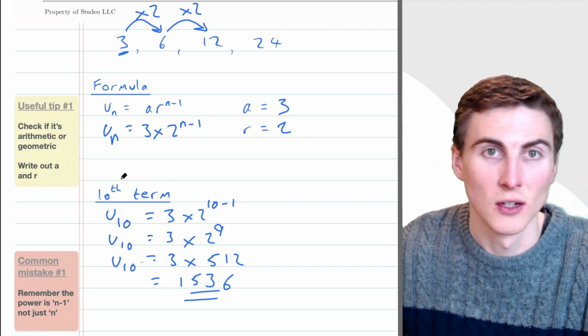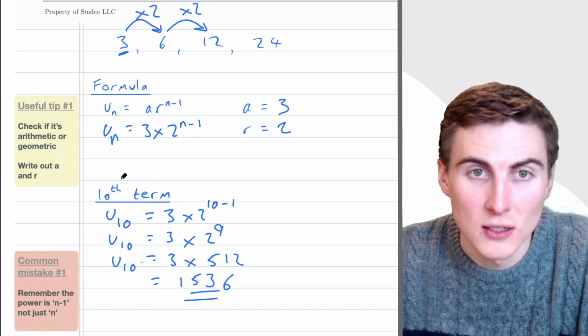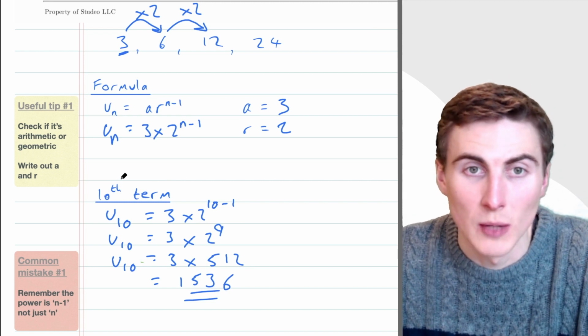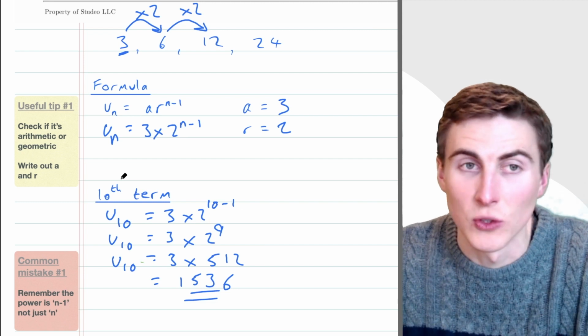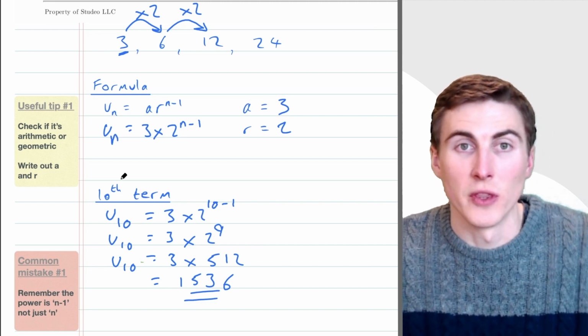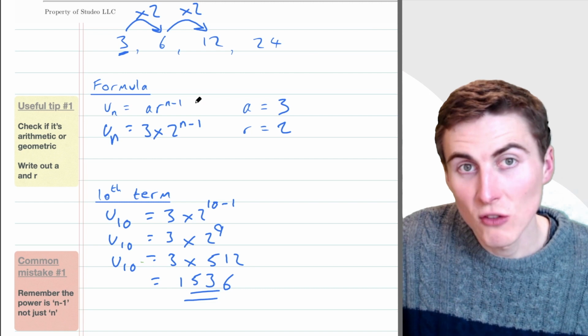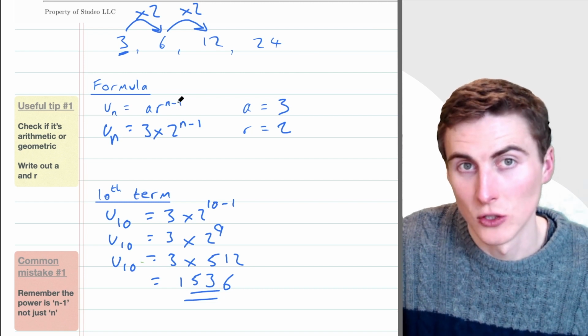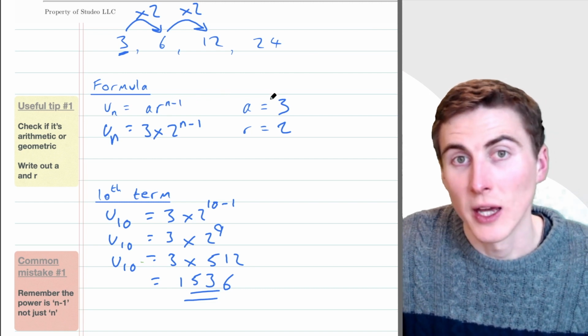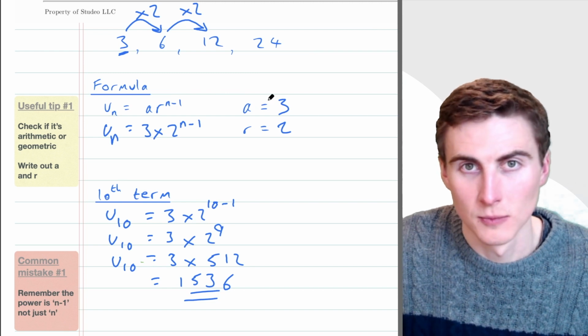And that's it. That's the question done. So hope that all makes sense. Have a go at doing some of the MCQs down below. Once you've practiced a few of these, it makes sense. The main trick is just to write out this general formula here, so you know what you have to put things into, and then write out a and r. That's the main stuff.